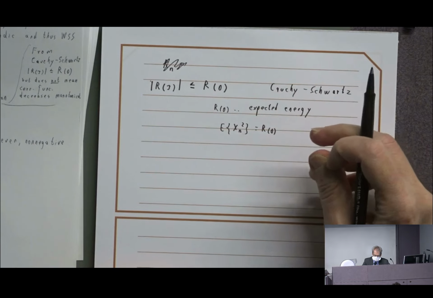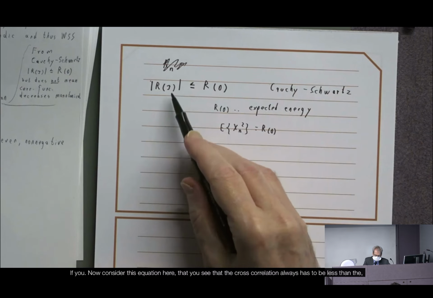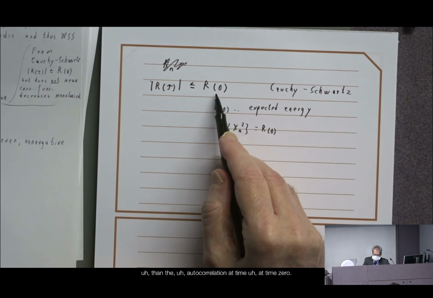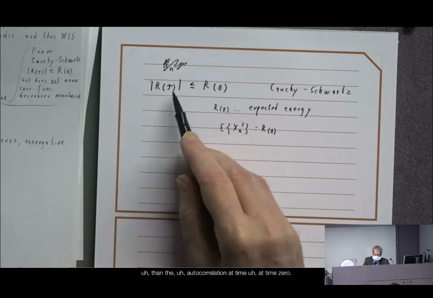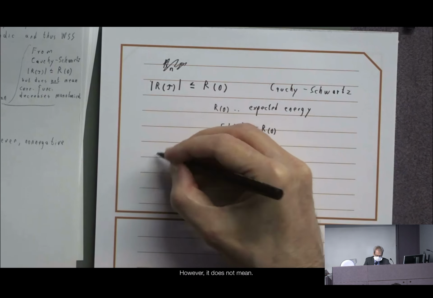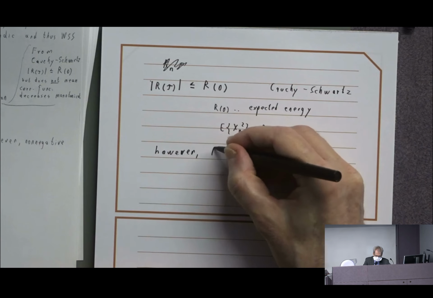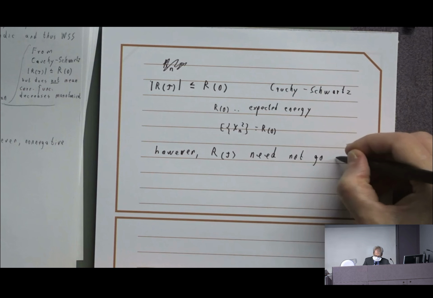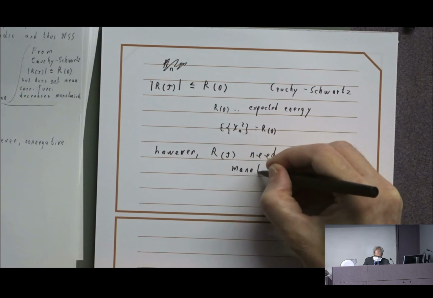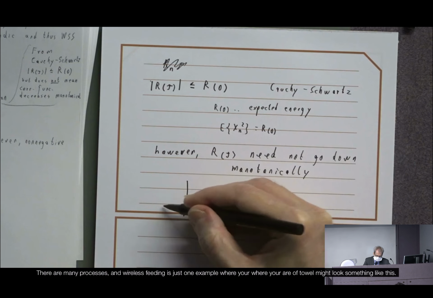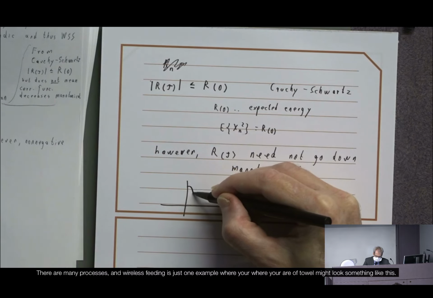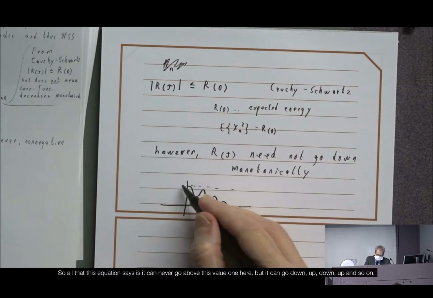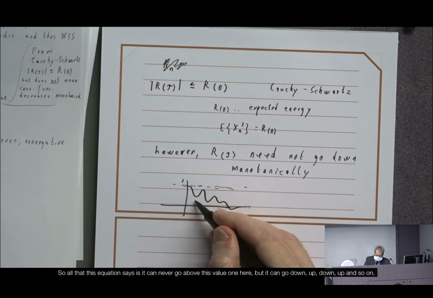If you now consider this equation here, you're saying that the autocorrelation at time tau always has to be less than the autocorrelation at time 0. However, it does not mean that R of tau goes down monotonically. There are many processes, and wireless fading is just one example, where your R of tau might look something like this. It can take on negative values as well. All this equation says is it can never go above this value 1 here, but it can go down, up, and so on.